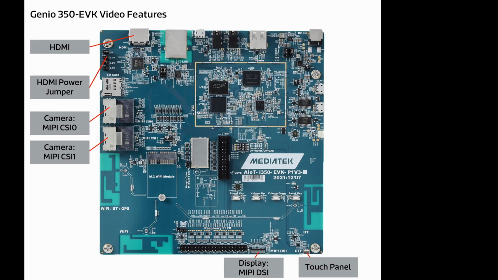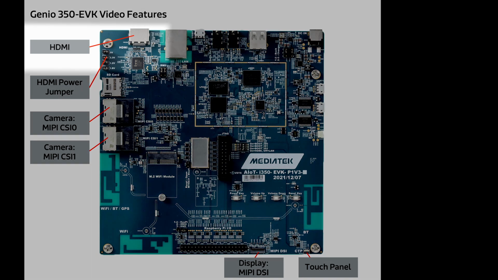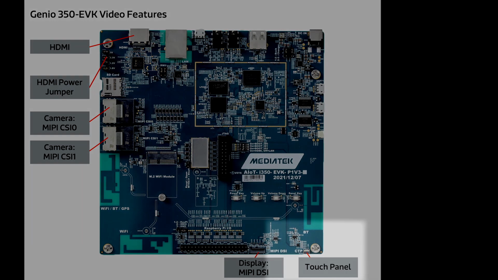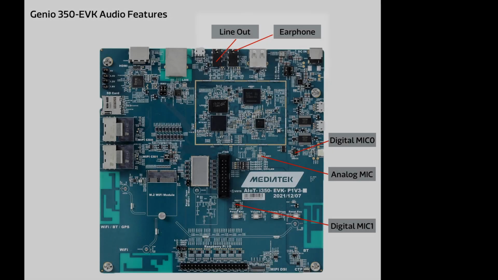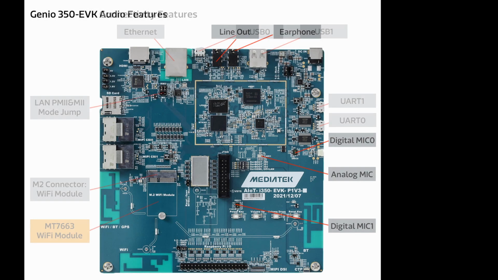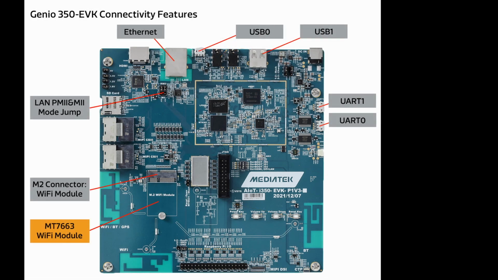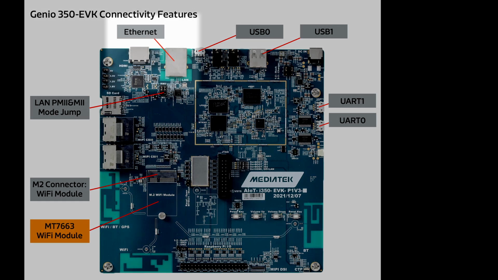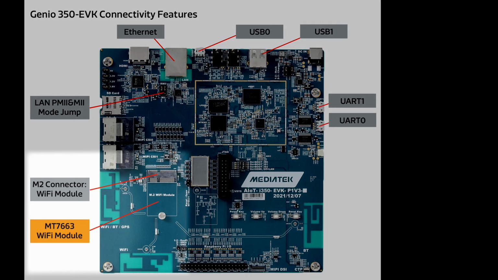First, we will review the items included on the Genio 350 EVK main motherboard. Here you can see some video interfaces, including an HDMI port, camera inputs, and touch panel input. Audio interfaces include line out and earphone outputs, as well as multiple digital and analog microphone inputs. The board supports serial communications through a number of USB and UART ports. Ethernet is also supported, as well as an external Wi-Fi module, which is included in the kit.